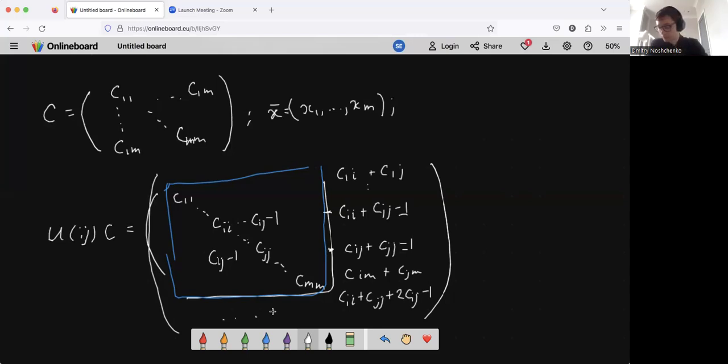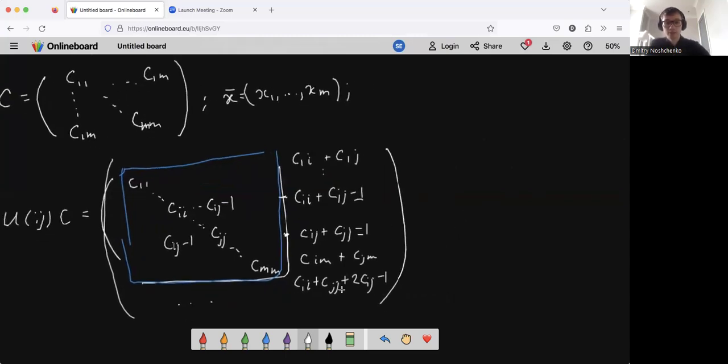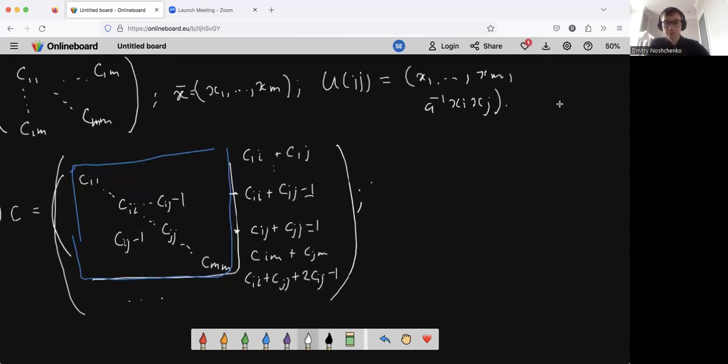So this is the modification of the matrix, and the vector is very simply modified. If you act by uij now on this vector, this just appends an extra node, which is of course Q inverse xi xj. So this is the general definition of unlinking, and now we can state a theorem.